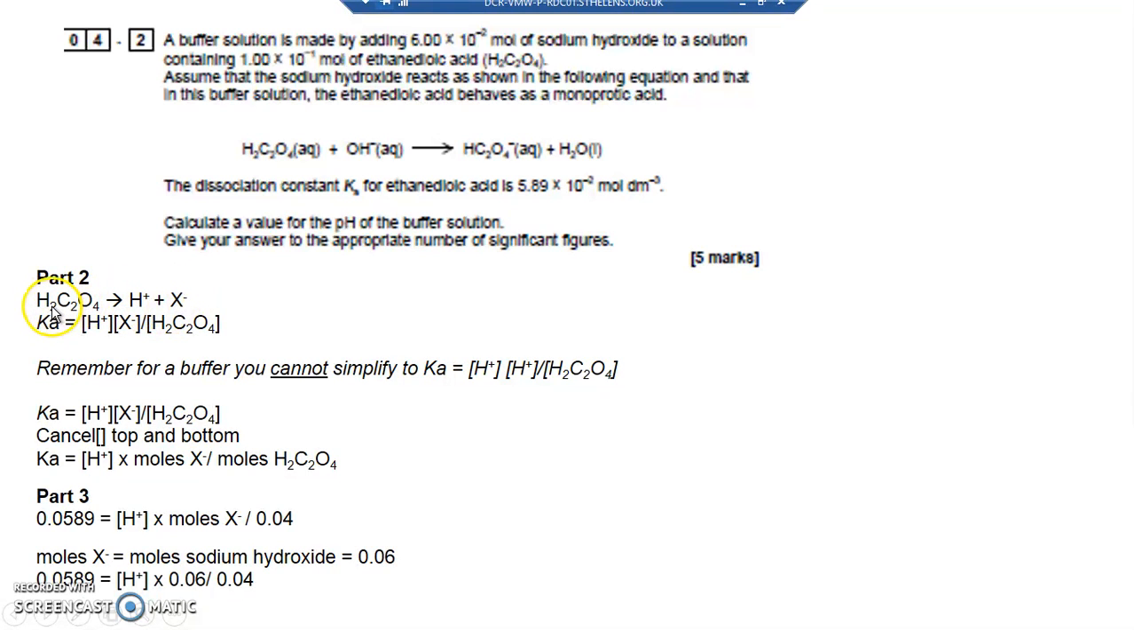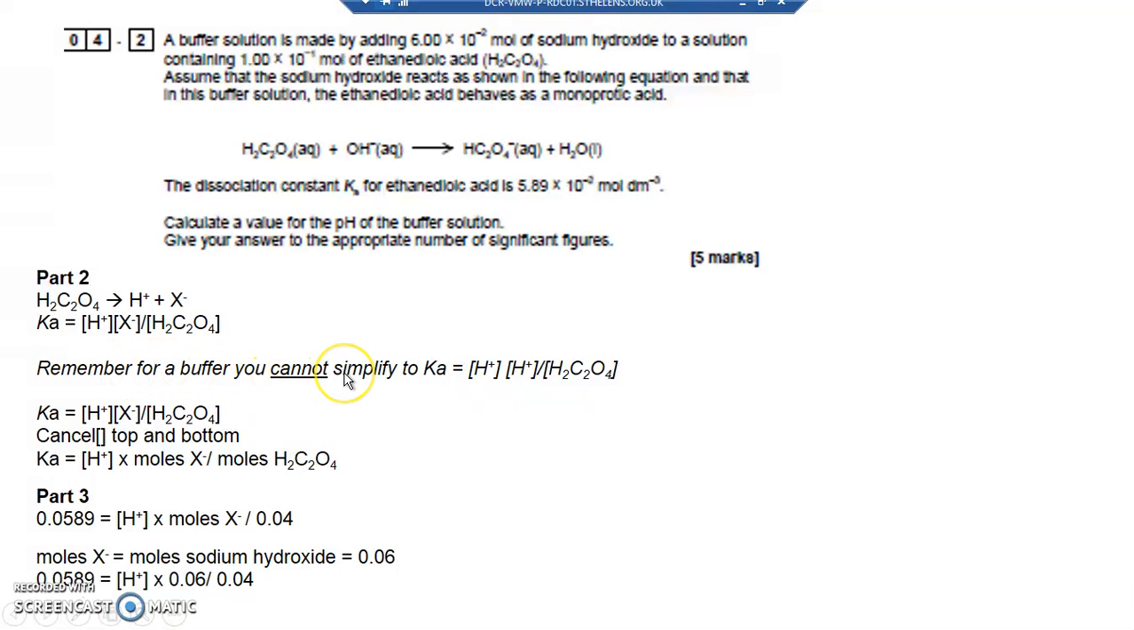I could probably work out that it's HC2O4 minus by subtraction and working out what's left over. But I'm just going to call it X minus for simplicity. So, equilibrium constant equals the concentration of H plus multiplied by the concentration of X minus divided by the concentration of the ethane dioic acid.